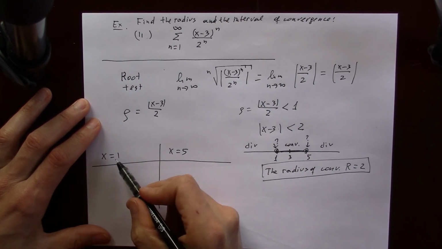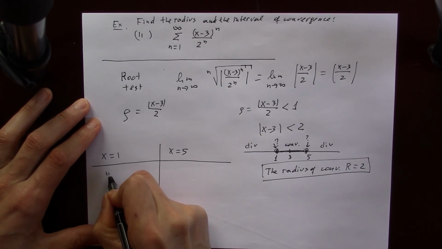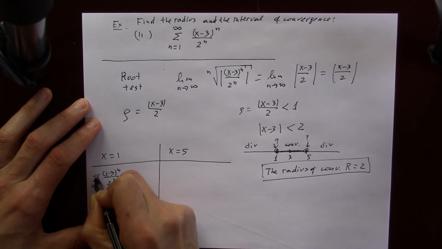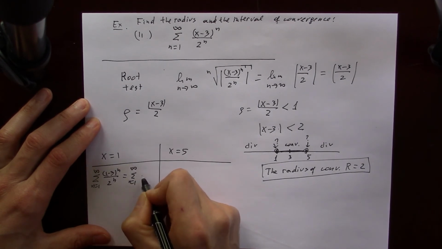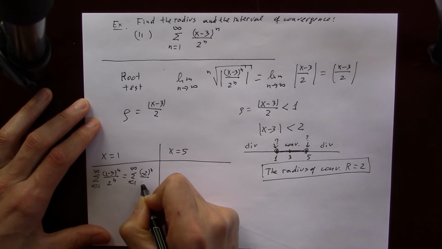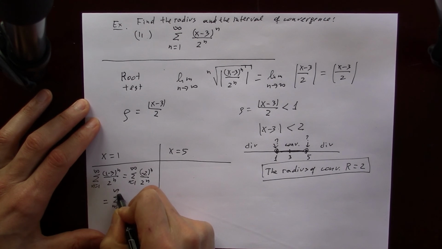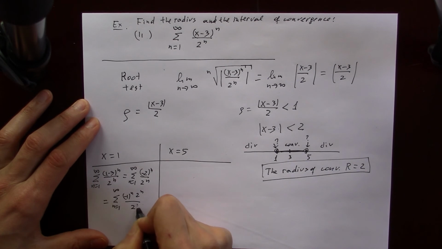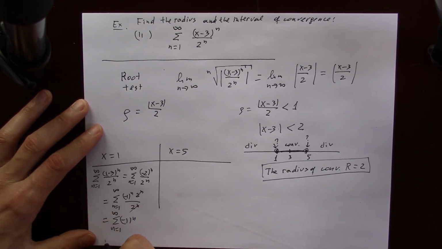If we substitute 1 for x, we're going to get (1 minus 3) to the n. So the sum from 1 to infinity of (1 minus 3) to the n over 2 to the n. We're going to simplify that expression: from 1 to infinity, we're going to get (negative 2) to the n over 2 to the n. We're going to reduce that expression. Negative 2 to the n is (negative 1) to the n times 2 to the n, over 2 to the n. The 2 to the n cancels out, so we have the sum from 1 to infinity of (negative 1) to the n.